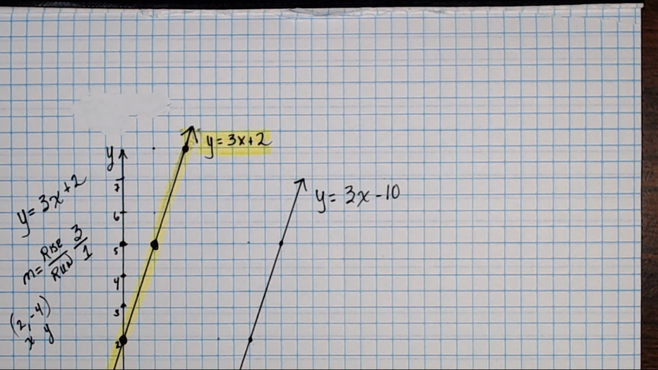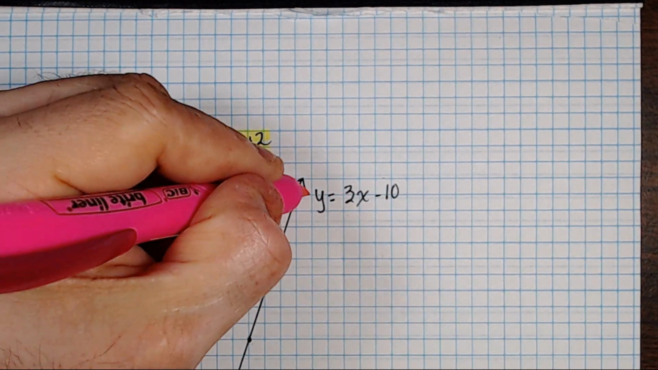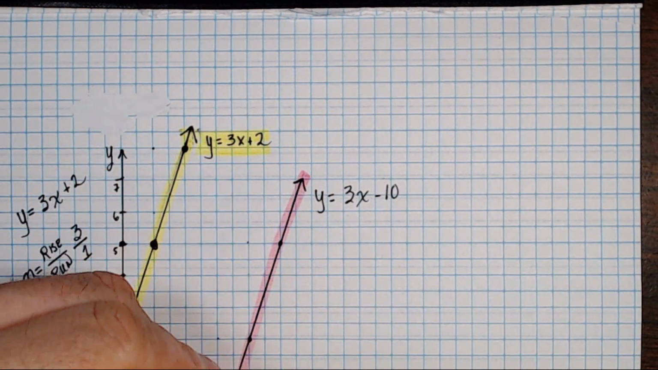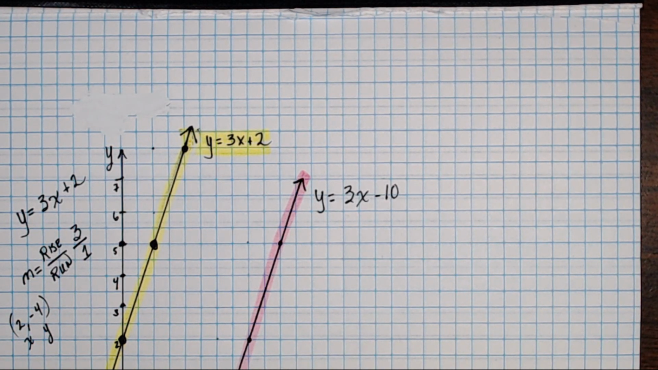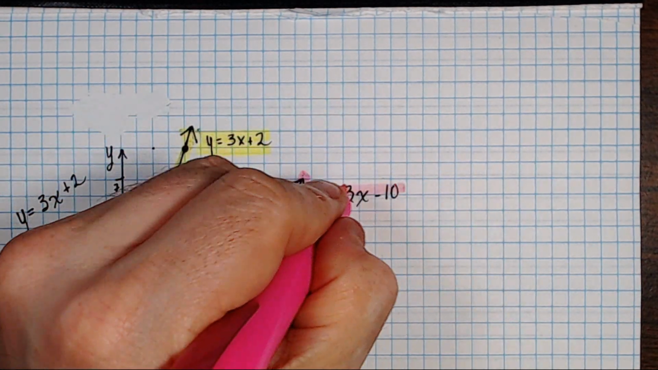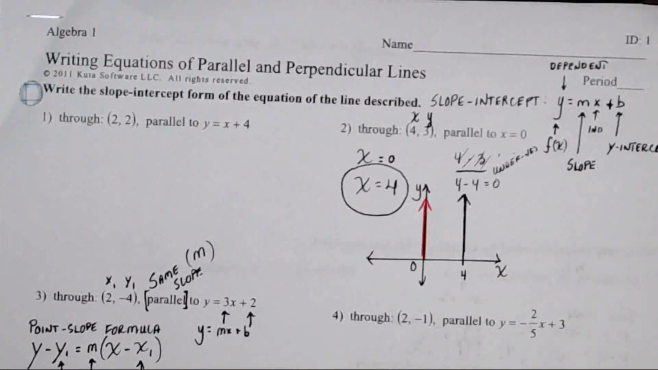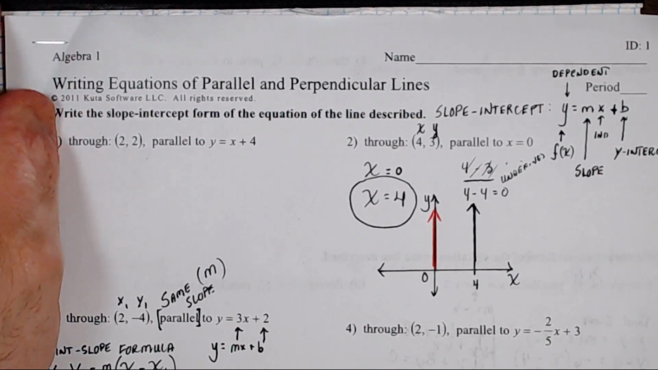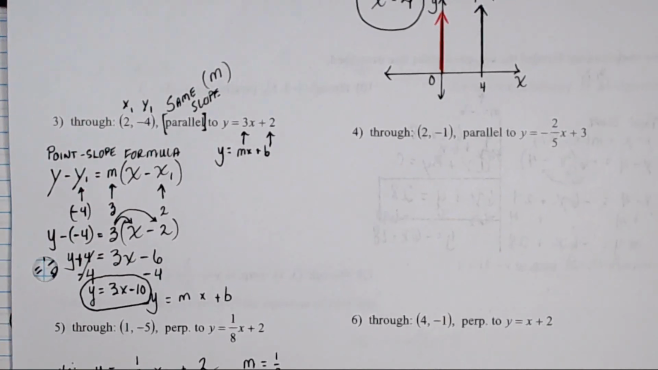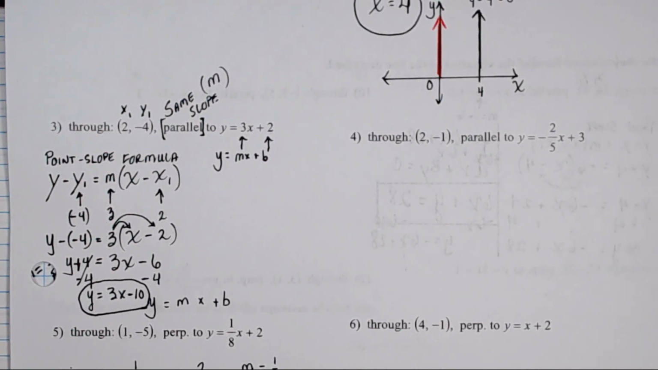This one I would usually highlight with a different color, like purple or pink or something. Here we go. It's good to carry a couple colors. I'll highlight this one in pink so that you know which line goes with the equation. And that is how you do number 3. Okay, we'll stop the video there and pick it up later with the rest of the problems.